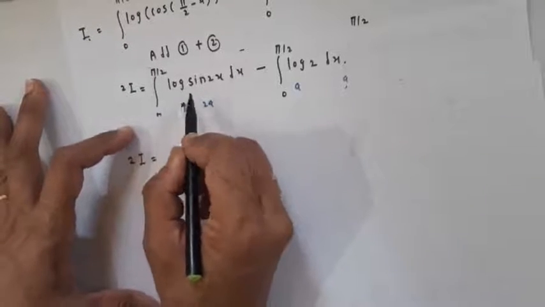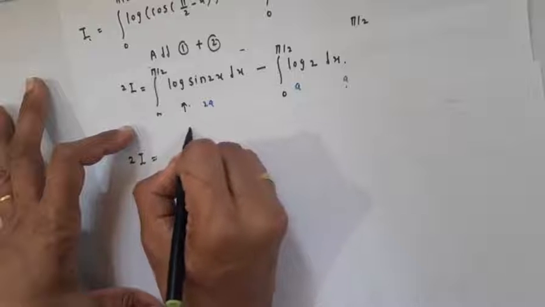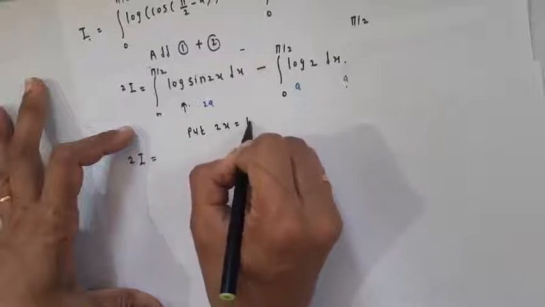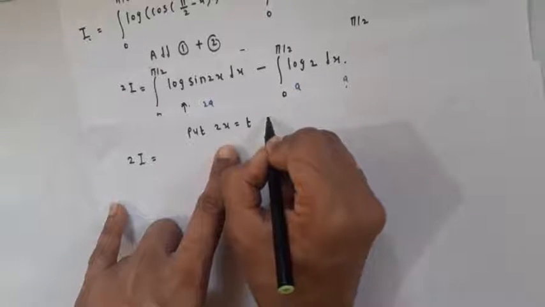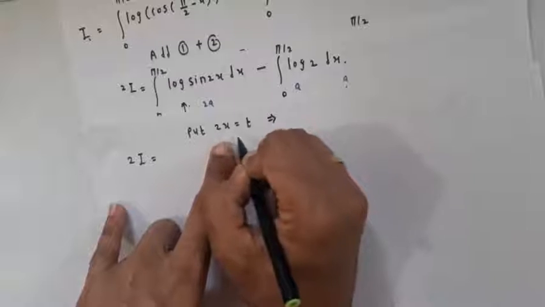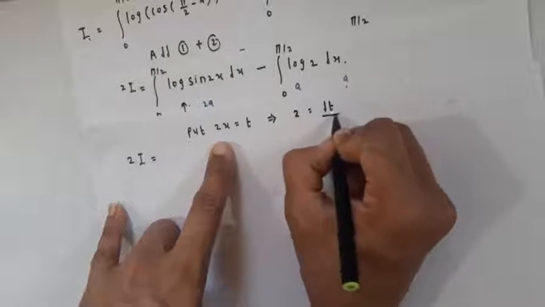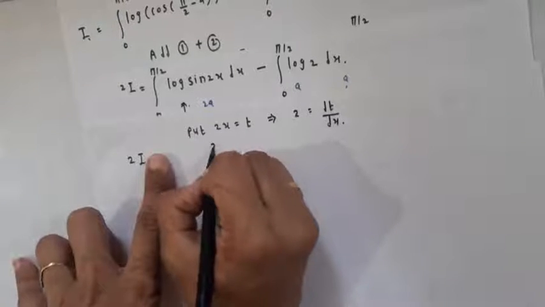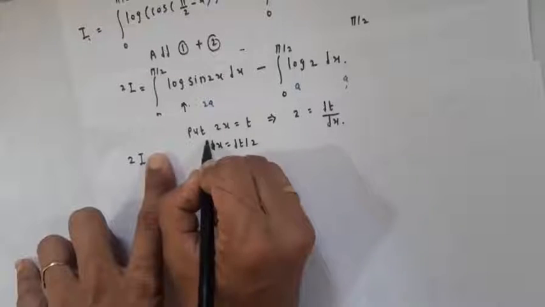So for this integral, log of sin of 2x, put 2x equal to t. Whatever is our substitution, differentiate: 2 equal to dt by dx. So 2 dx equal to dt, so dx equals dt upon 2.